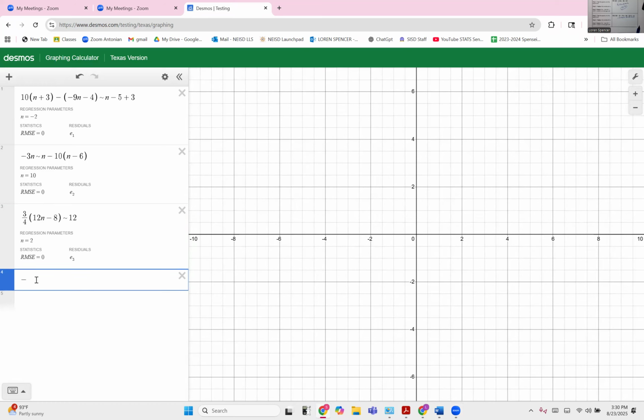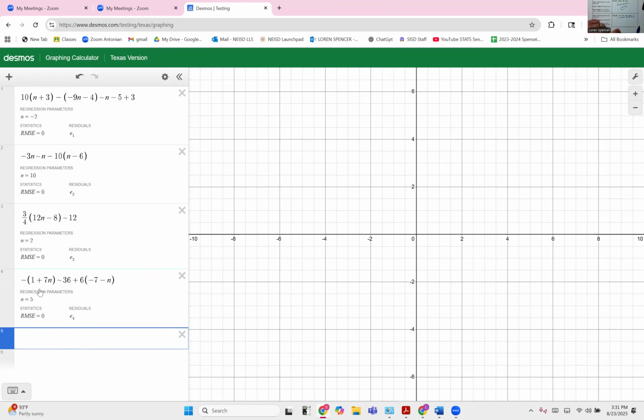And negative parenthesis 1 plus 7n, shift tilde, 36 plus 6 parenthesis, -7 minus n. And it tells us that n equals 5. So n equals 5. Now, there's something I have here that I've done that I don't like that I want to fix.